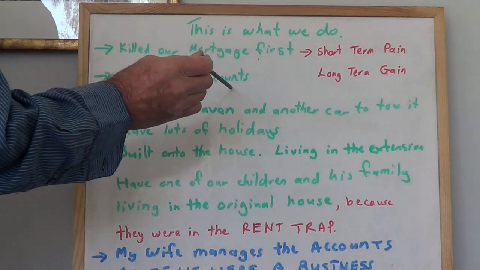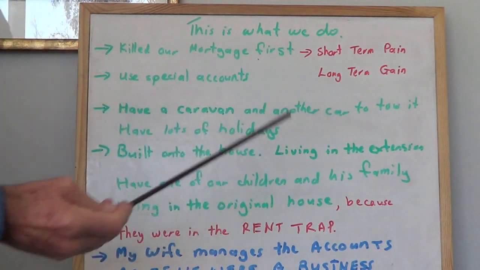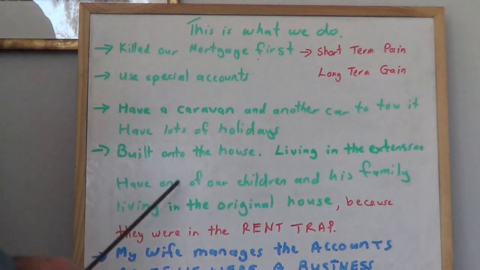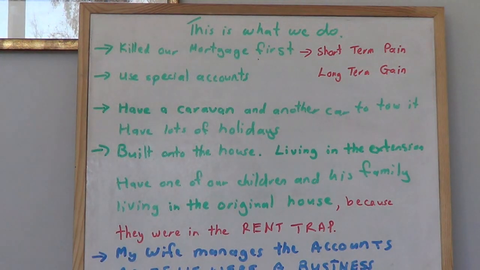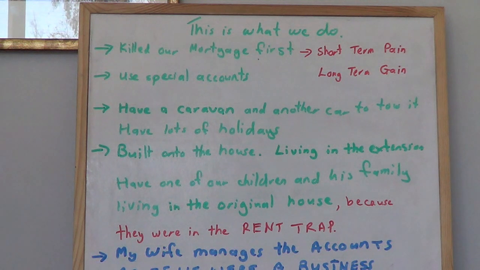I said about using special accounts. Now, we have a caravan and another car to tow it, and we have lots of holidays. We've built onto the house, and we're living in the extensions, and we have one of our children and his family living in the original house because they were in the rent trap. They could not save to buy a house because the rent was taking their money. So we don't charge them rent, but when we go away, they look after the house and the section and everything, and they reckon they'll look after us in our old age.